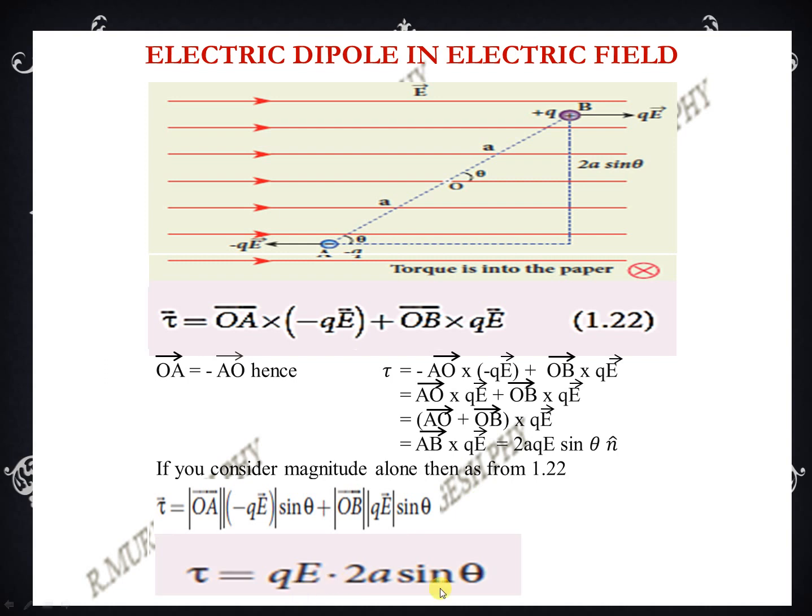So QE 2a sine theta. That's written here. Same steps, you're getting 2a QE sine theta. But you know already electric dipole moment is 2aq. So instead of 2a and q in this expression, we substitute p vector. So now you get torque is pE sine theta. Here only magnitude is shown. If you want to show the direction, you can put n cap. So finally we have got the expression for the torque experienced by an electric dipole placed in the uniform electric field.